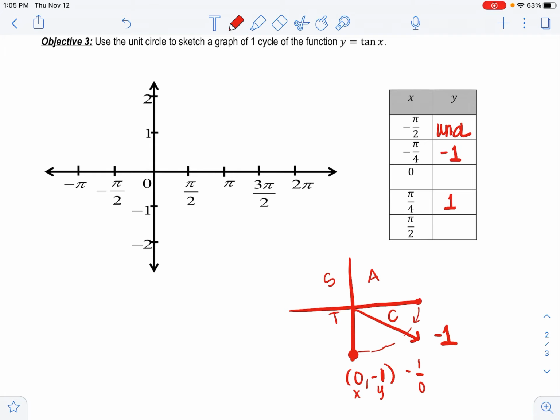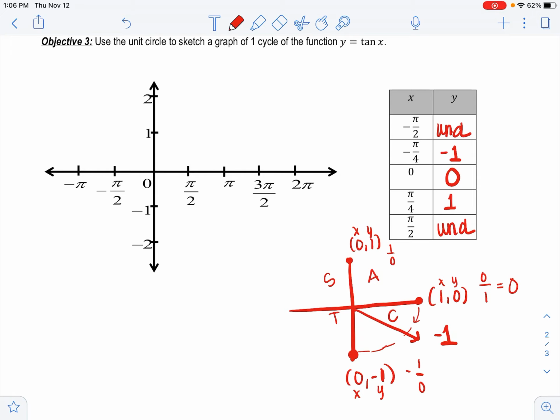Now let's do the tangent at 0 degrees. So here's 0 degrees. That's the ordered pair 1, 0. Remember, this is the x value and the y value, and tangent is y divided by x. 0 divided by 1 is 0. Last but not least, I need the tangent at pi over 2. Pi over 2 is right here. That's over 0, up 1. Once again, this is x, this is y. If I do y divided by x for tangent, I get undefined.